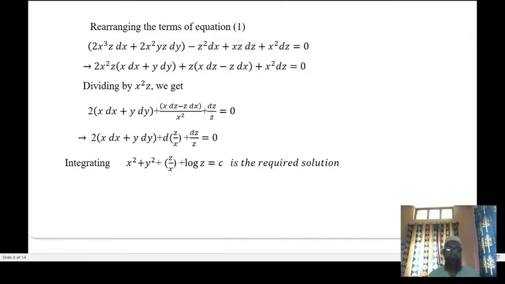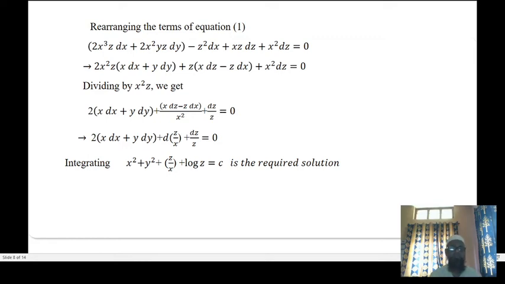Rearranging the terms of equation 1: 2x^3 z dx plus 2x^2 yz dy minus z^2 dx plus xz dz plus x^2 dz equal to 0. In the first two terms, 2x^2 z is common: 2x^2 z (x dx plus y dy). In the next two terms, z is common, last.